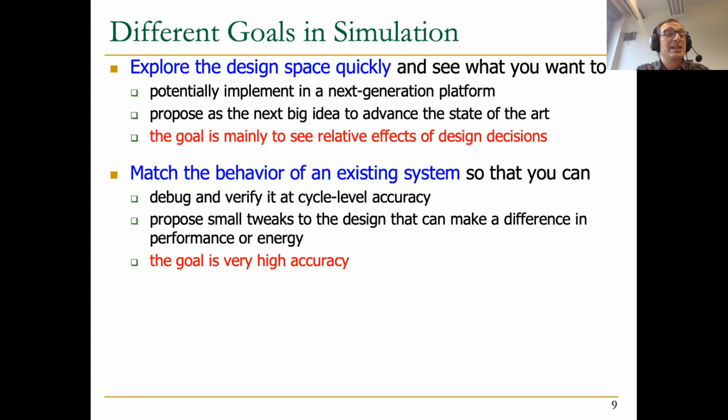The simulator could be written in any language. It could be C level, it could be RTL, doesn't matter. You're trying to match the behavior of an existing system as much as possible with high accuracy. And these people calibrate that simulator. And usually they try to aim for errors that are less than 2%, 3% or so. And again, that error may be unacceptable under some cases, right? So it's good to keep that in mind.